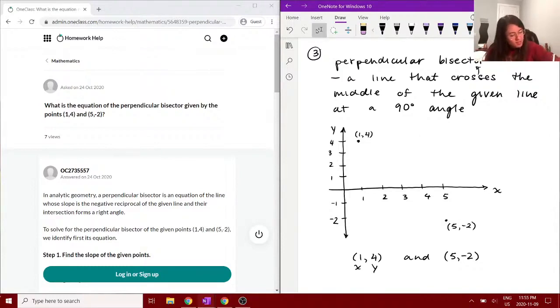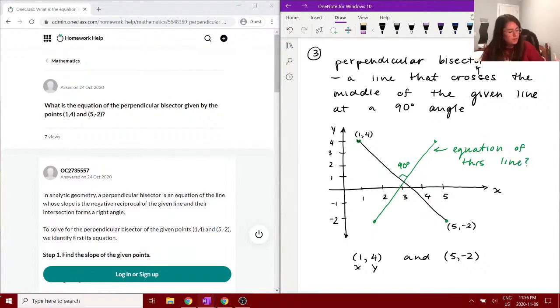So imagine that I could draw a straight line between these two, right? The line that we're looking for, the perpendicular bisector, will cross this line right in the middle, so equally spaced between this point and this point, and it will cross it at a 90-degree angle. So that's a 90-degree angle. Now we just need to figure out what is the equation of this line.